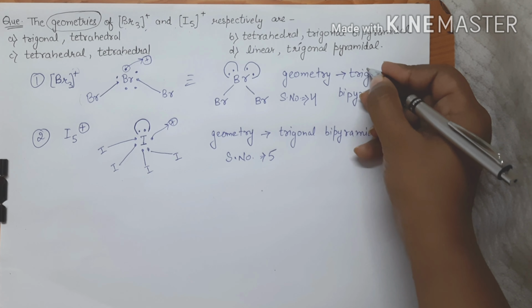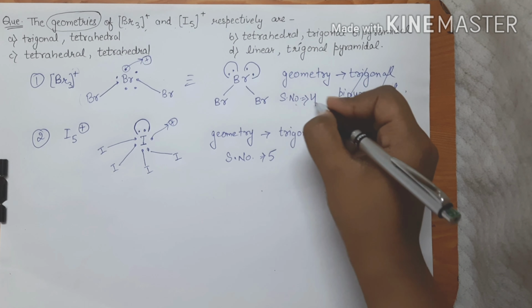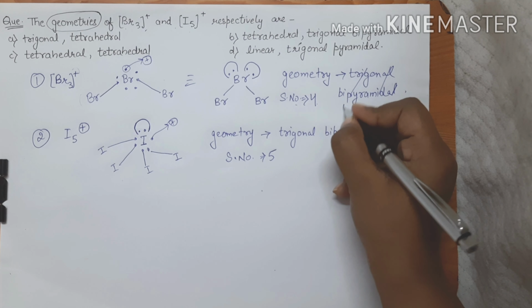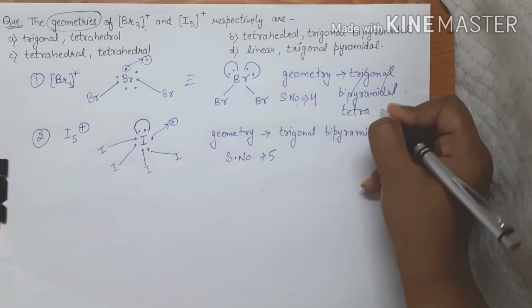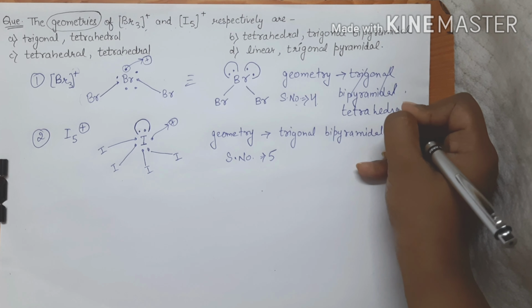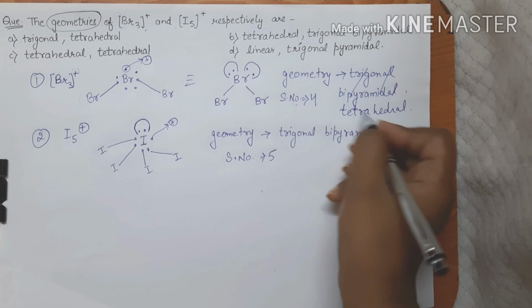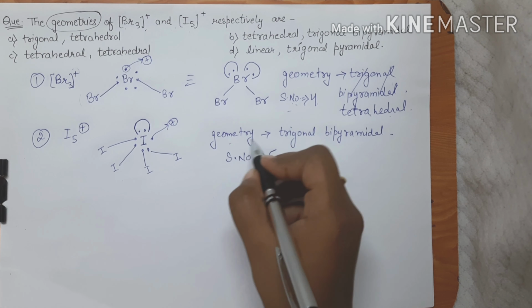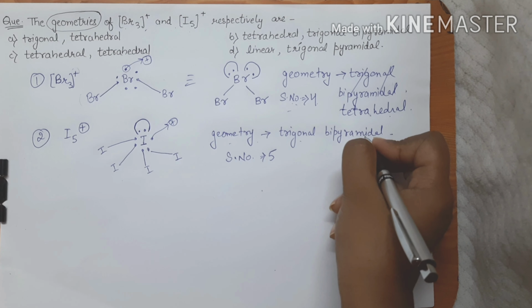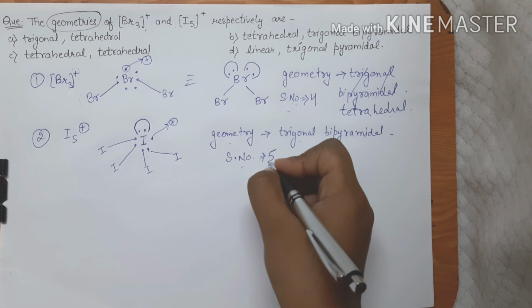Okay, here the geometry is not trigonal bipyramidal. For steric number 4 the geometry is tetrahedral, right? Sorry for the mistake. Here the geometry is tetrahedral due to steric number 4, and here the geometry is trigonal bipyramidal due to steric number 5.